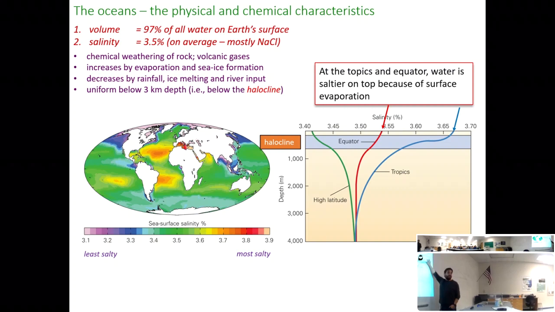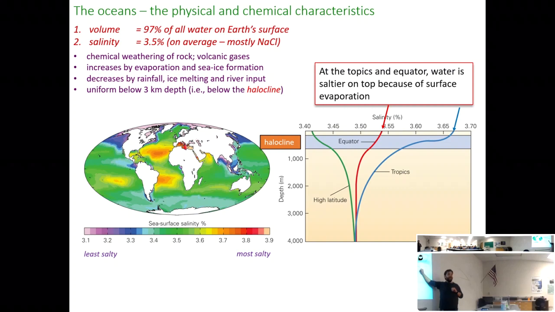Now, at the surface, everything is different, right? You notice how everything's different. The green line is the high latitude, that's the poles, okay? Arctic, Antarctic. The red line is the equator, okay? The blue line is in the tropics. So let me ask you all, where is the saltiest surface water? Tropics, poles, or equator? In the tropics.